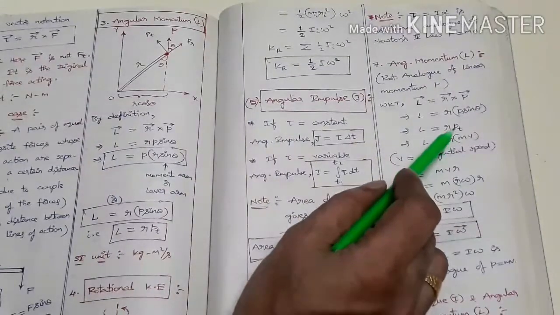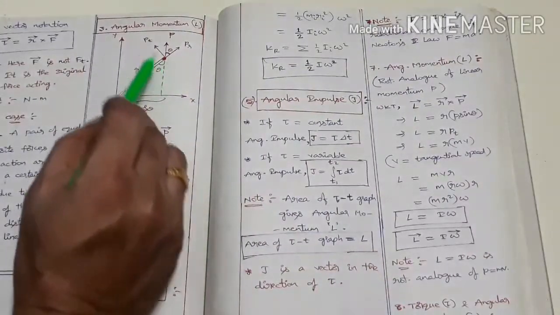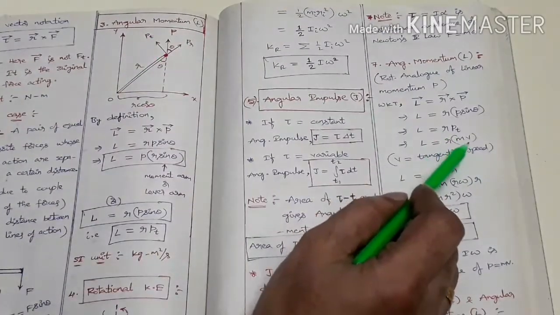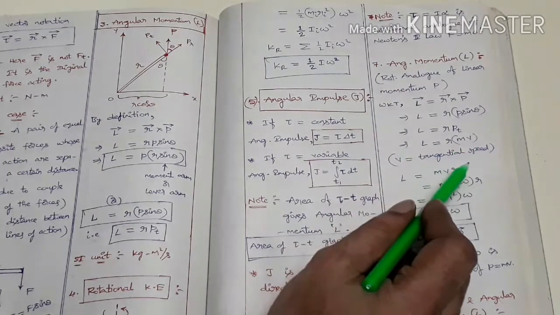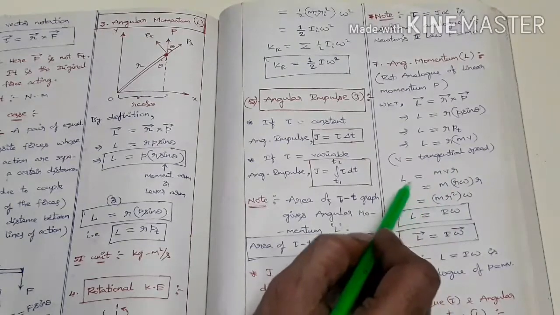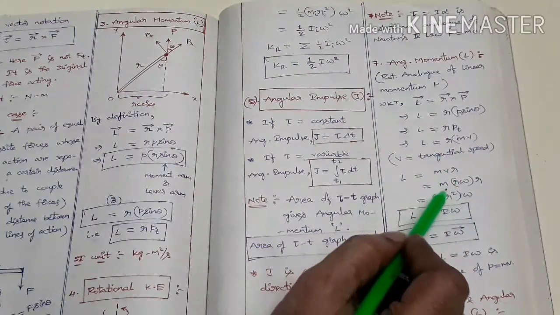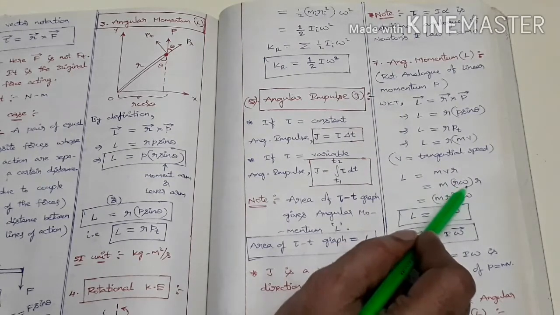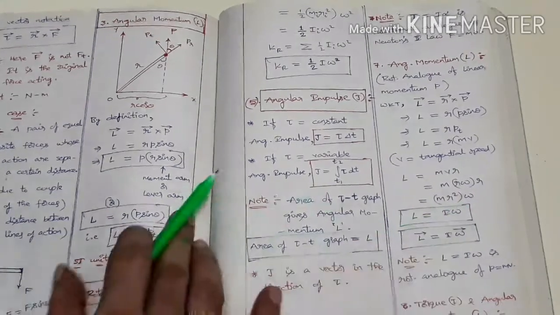This is the tangential component, which is actually responsible for the rotational motion. So PT equal to mv, where v is the tangential speed. L equal to mvr. So this is equal to m into v, where tangential speed v equal to r omega, into r. So this is equal to m r square omega.